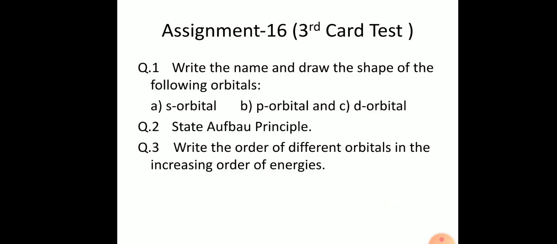So today's assignment number 16. First question is write the name and draw the shape of the following orbitals: s orbital, p orbital, and d orbital. Second question is state Aufbau principle, and the third question is write the order of different orbitals in the increasing order of energies. So complete this assignment and send it in my mail.